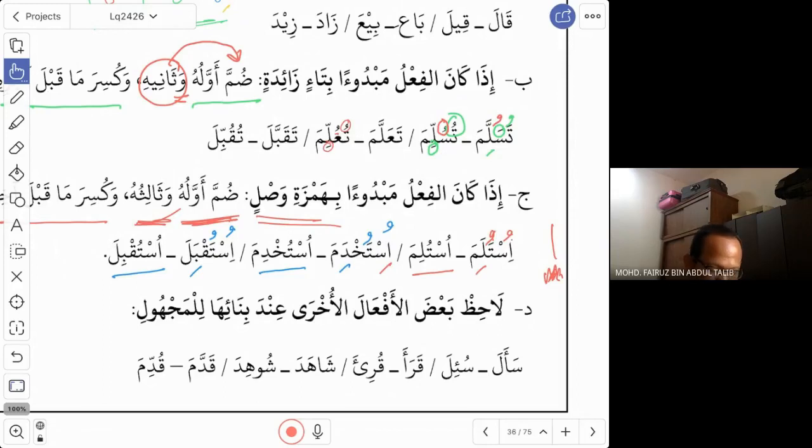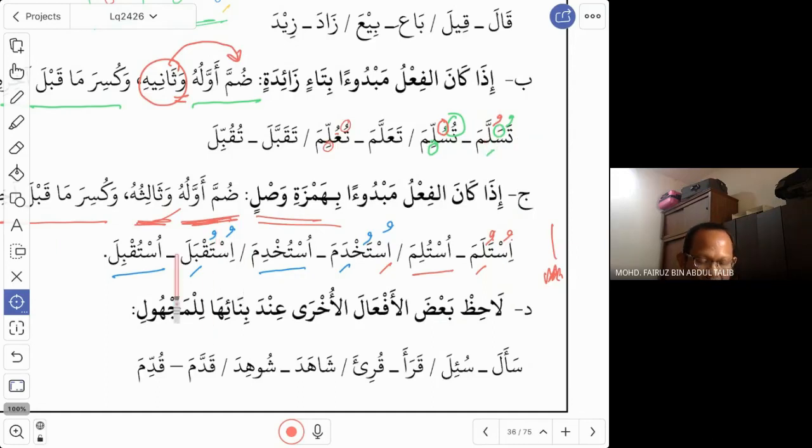Okay, istalama bimakna receive. These two are similar. Tasallama receive, istalama also receive. Ustulima was received. Istakhdama use. Ustukhdima was used. Okay, ustukhdima, it was used. Istakbala, to receive. But these two are two different receive. Istalama here is to receive an item. You say istalama, tasallama, to receive an item.